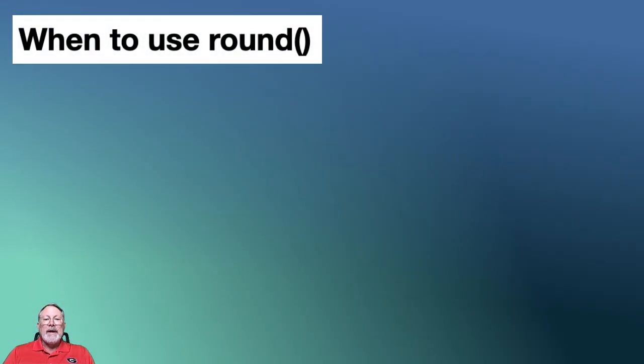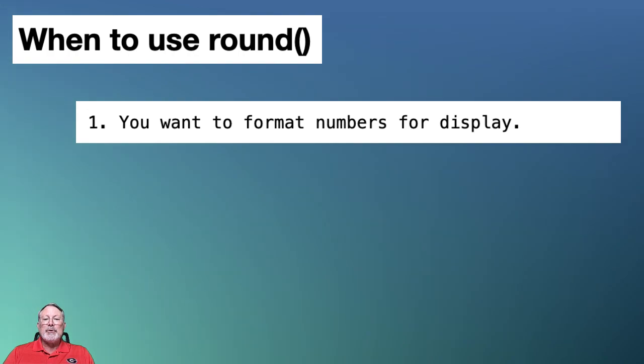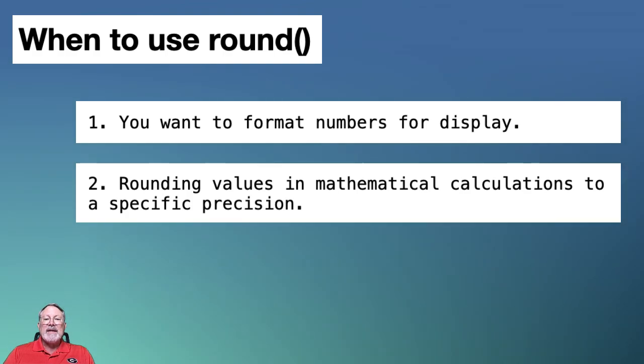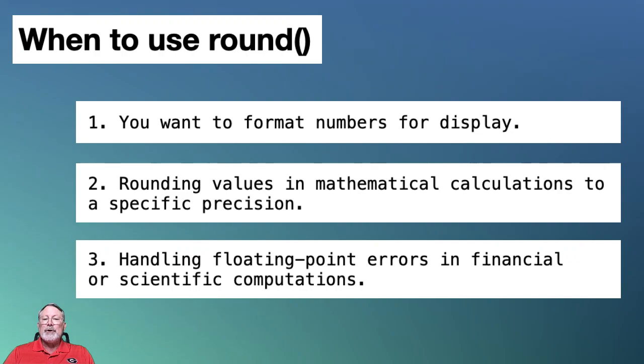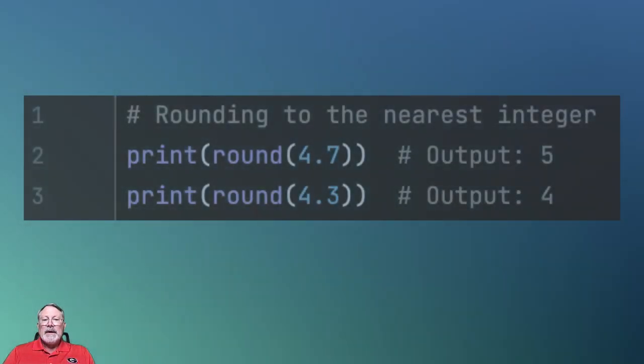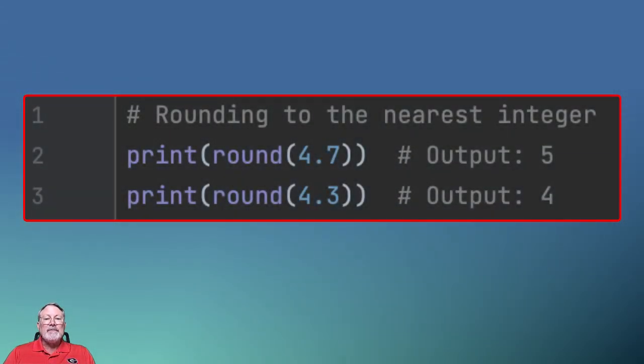You'd use round when you want to format numbers for display, such as limiting decimal places in reports, rounding values in mathematical calculations to a specific precision, or if you're handling floating point errors in financial or scientific computations. Let's start with the basic example of rounding to the nearest integer.